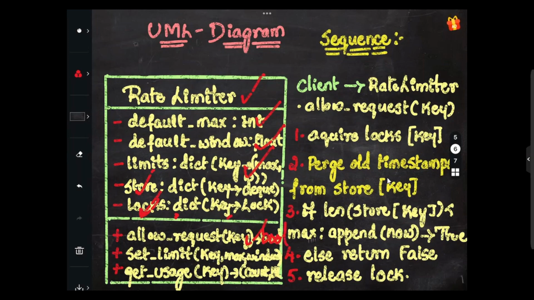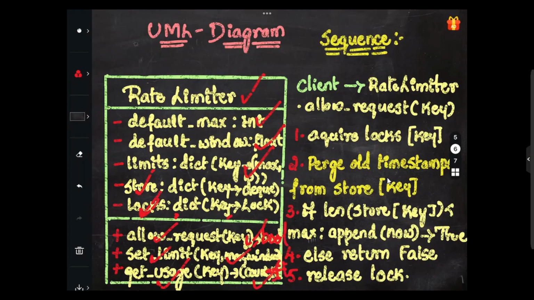Next, we have the set limit method, which consists of the key, max, and window. The final one is get usage of key. Get usage of key returns the count as well as the TTL. If you can't see, the last one is TTL. This is fine, I believe.